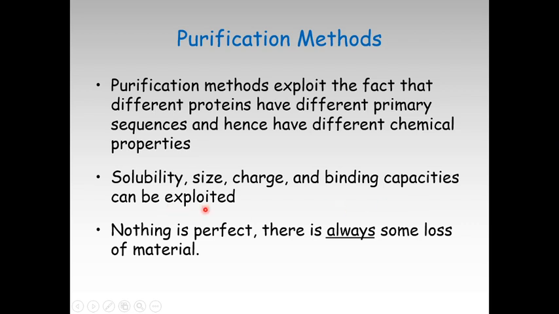And binding capacities can also be exploited. A protein can bind to various different surfaces. It can bind to various other proteins and to various different resins as well. Now remember that nothing is perfect. And when you do an experiment, there is always some loss of material. But it doesn't matter, because you are doing this experiment and this is just for learning purposes.